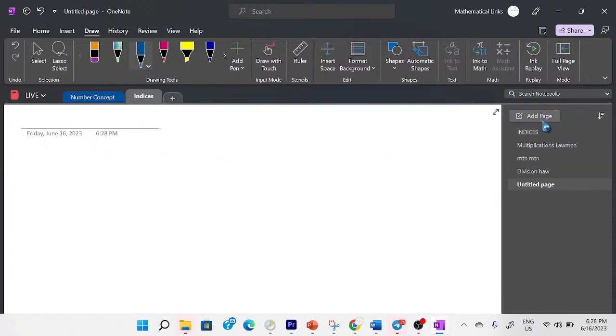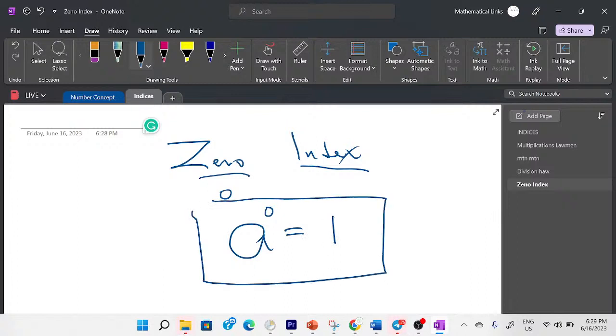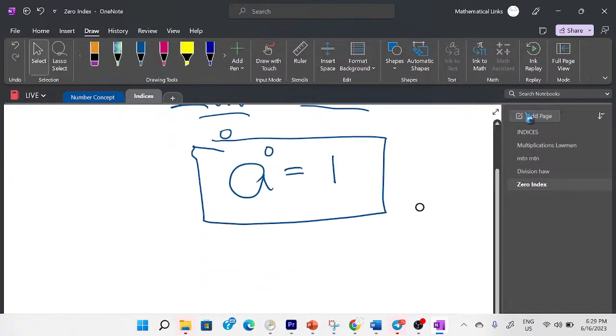So the next one, the third one, will be zero index. From the word index, you know it means power, and 0 is normal 0. So when you have zero index, it means the index is 0, the power is 0, the exponent is 0. So if you have a to the power of 0, it will be equal to 1. This is what the zero index tells you. Anything to the power of 0, the answer is always 1.